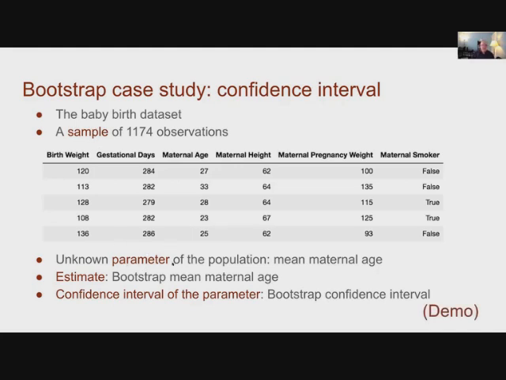And the parameter that we're going to be interested in is the mean maternal age. So on average, how old are these mothers? We're going to do an estimate by bootstrapping the mean maternal age, and then generate a confidence interval of that parameter. This is different because we don't actually have a ground truth. But hopefully I've convinced you by looking at the San Francisco data, where we did have the ground truth, that there is some confidence in the process itself.